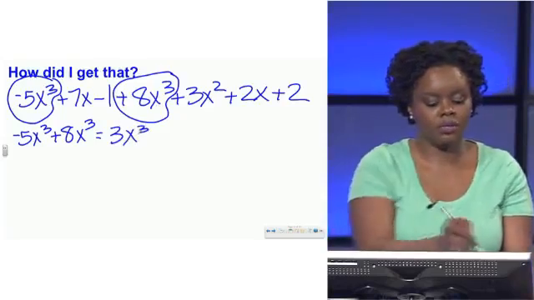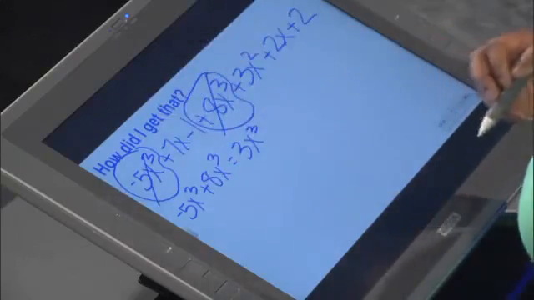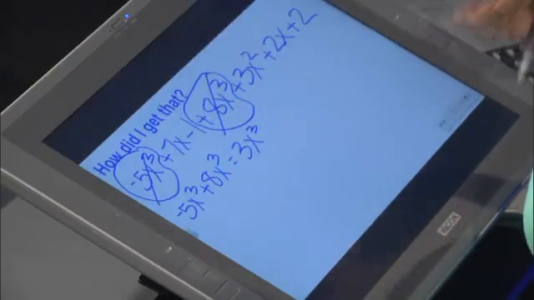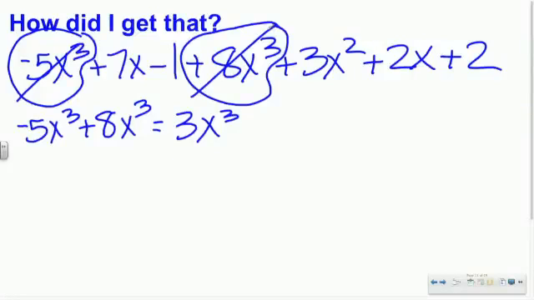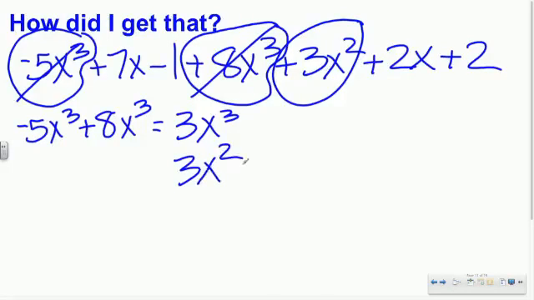Okay, so you've handled those terms. Now I'm going in descending order, so I'm looking for x squareds. And there's only one little term that has an x squared. So it just comes along for the ride. There's nothing to combine it with. So I know 3x squared is just going to be around.